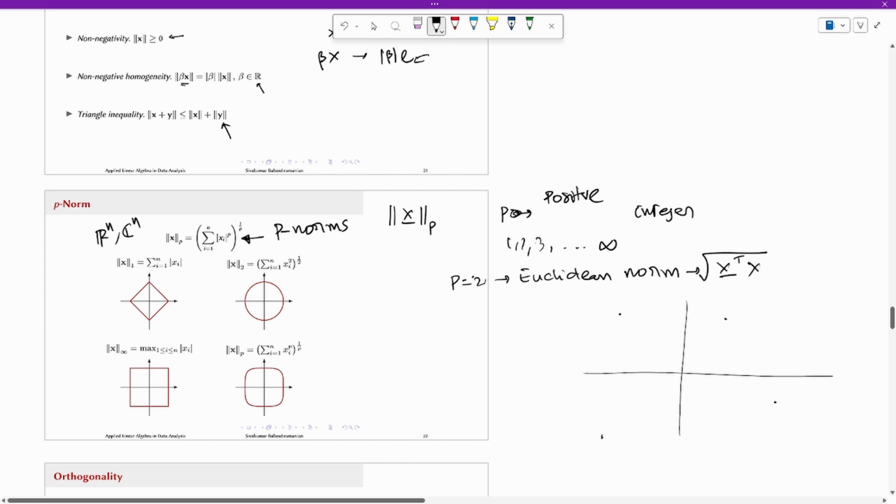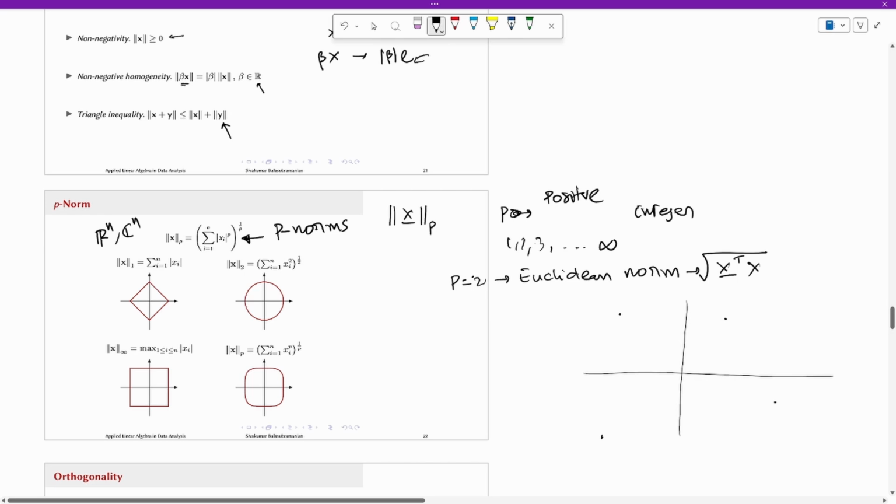Those must be some points here, right? In fact, there will be an infinite number of points that have norm 1. What would those look like if I were to indicate those points on this plane? Why would it be a circle?